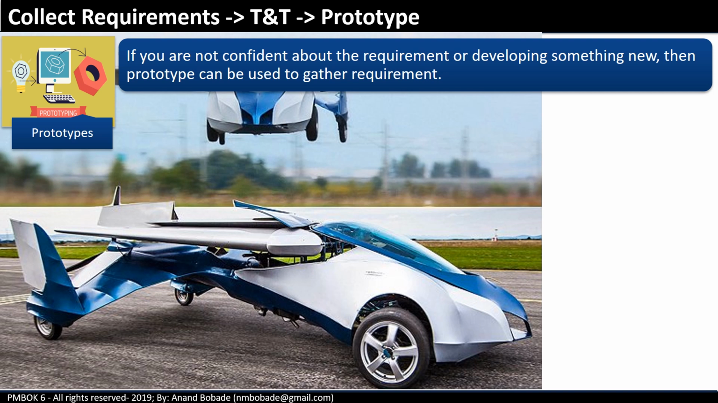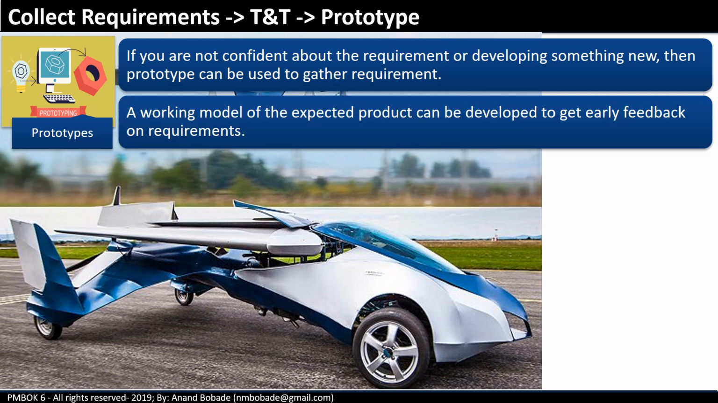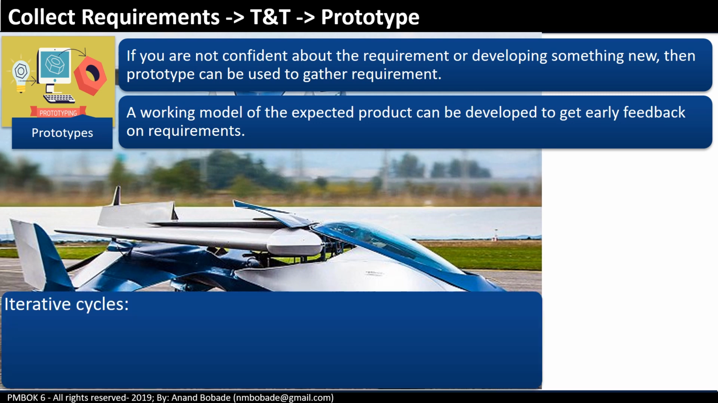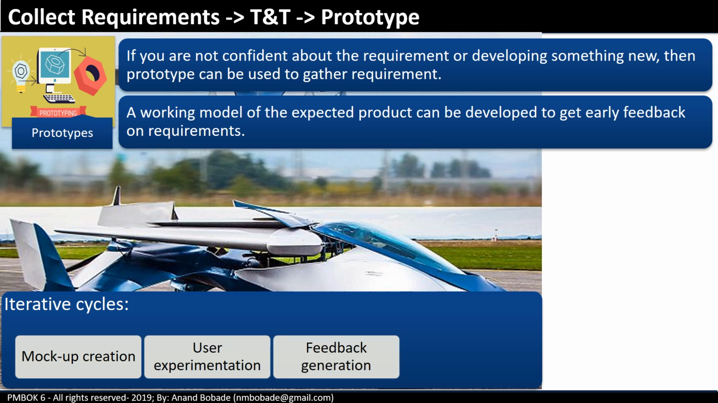Prototypes. If you are not confident about the requirements or are developing something new, then a prototype can be used to gather requirements. A working model of the expected product can be developed to get early feedback on these requirements. It's an iterative process. It goes through mock-up creation, user experimentation, feedback generation, and prototype revision. The process continues until enough feedback cycles are performed.